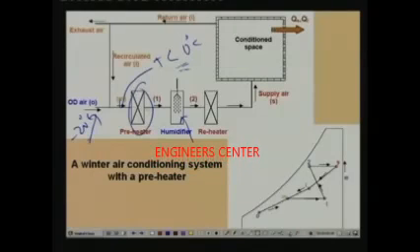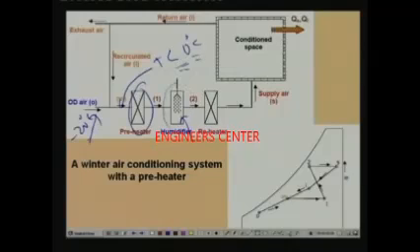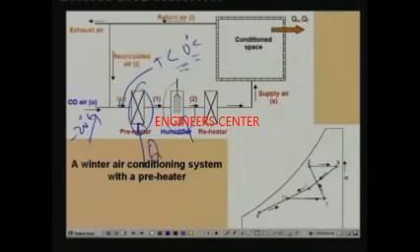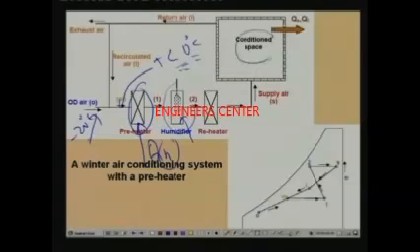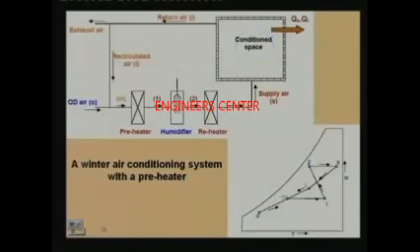So in the preheater, since you are heating the air first, its temperature increases beyond the freezing point, so there won't be any freezing in the humidifier. Okay, so that is the advantage of using a preheater. In addition to that, you can control the heat supply to the preheater. Okay, by controlling this you can control the humidity level in the conditioned space. Okay, so that is the advantage of using this system.